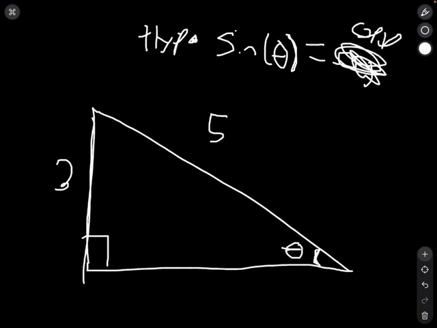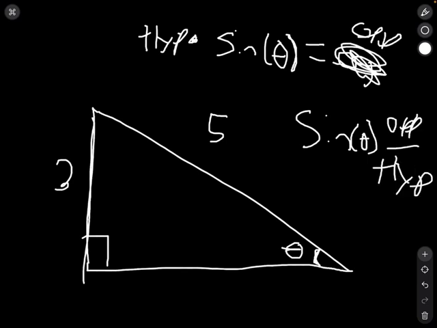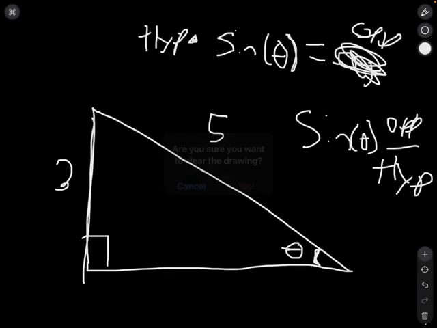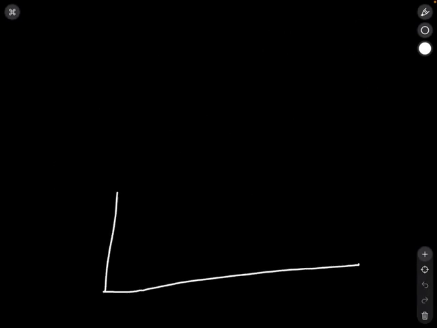I'm sorry about that. Which means that just by manipulating the numbers a little, dividing both sides by the hypotenuse length, we know that the sine of theta is equal to the opposite side over the hypotenuse length. And we can use this to solve for an angle. So I will delete this and redraw our triangle. Sorry it's so poorly drawn.